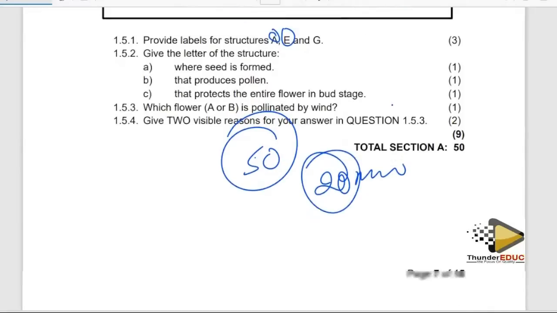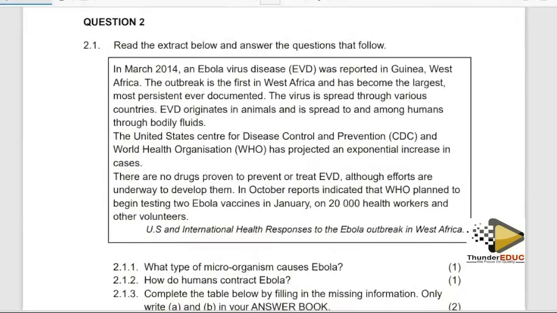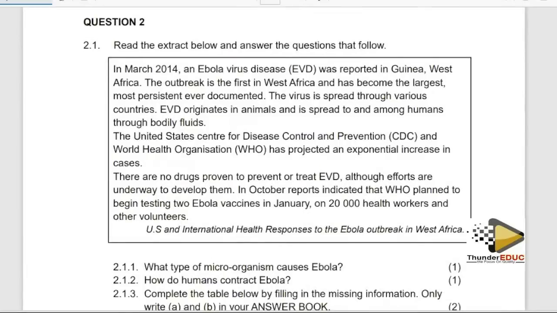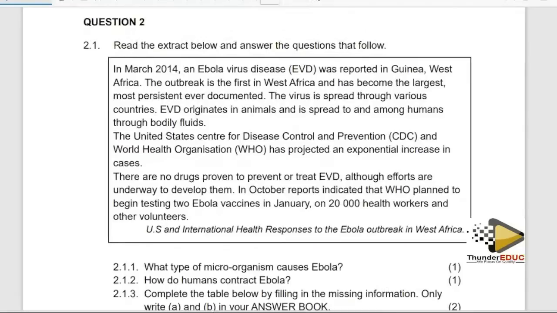They are saying that... I don't usually like to read the extracts. You must read. Because of the time. Pause the video and read the extract. Then after that, we continue.